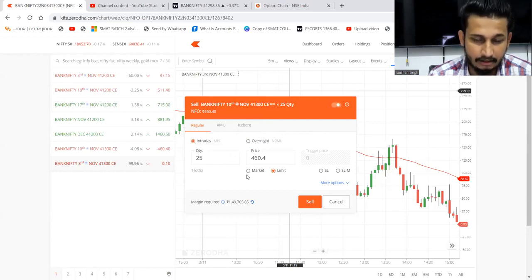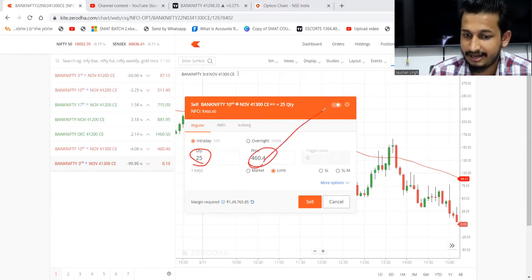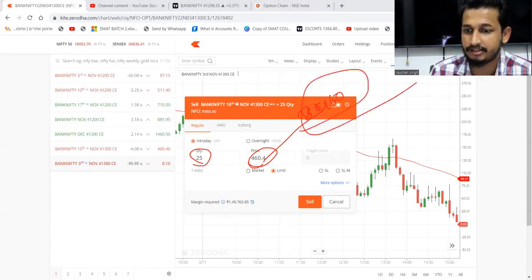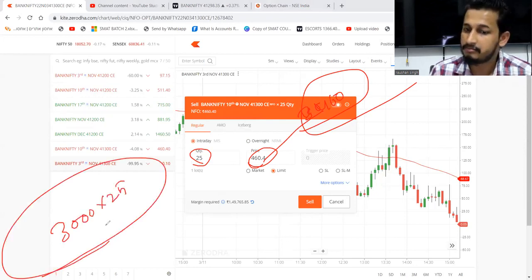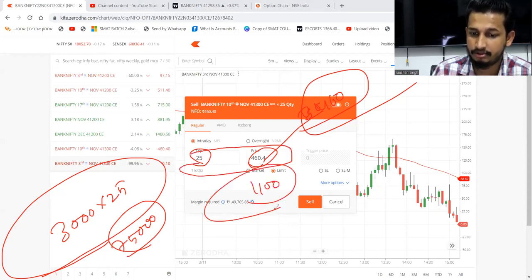Let's say that there is a sudden move in the market. बहुत बड़ी move आ जाती है market में. ठीक है? So from 460, let's say it goes to 3,460, यहाँ तक चला गया. Which means there is approximately a huge loss of 3,000 into 25. If you do, you will get around 75,000 rupees loss, right? अब अगर आपने सिर्फ और सिर्फ प्रीमियम पे किया होता 11,000 का, तो दिन तो कुछ नहीं था.